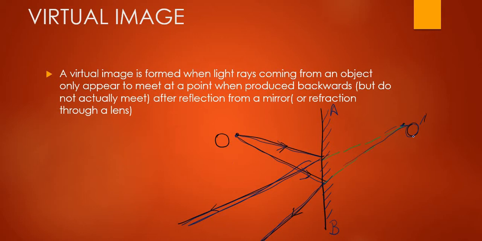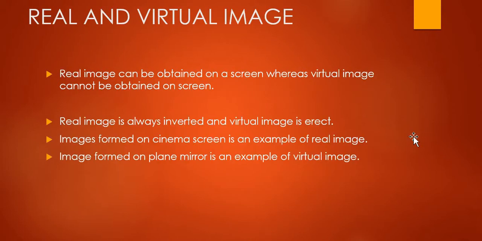So what happens in case of a virtual image? In a virtual image, after reflection, rays of light only appear to meet. They don't actually meet. Fine. So what is the difference between real and virtual image? In case of real images, after reflection, rays of light actually meet, but in case of virtual image, they only appear to meet. Real images can be obtained on a screen, whereas virtual images cannot be obtained on a screen. While watching a movie in the cinema hall, we see the images of actors and actresses on the cinema screen. Fine, that is the real image.